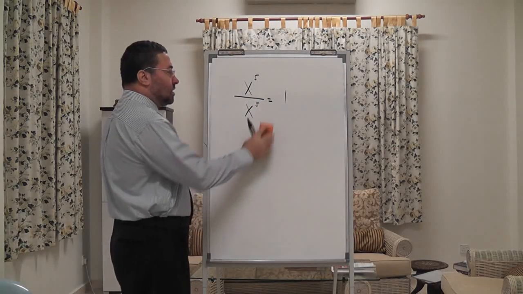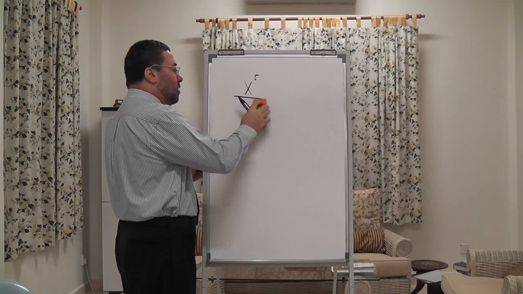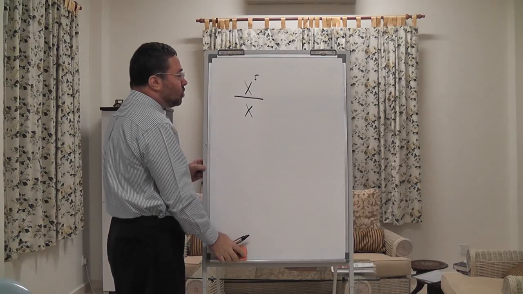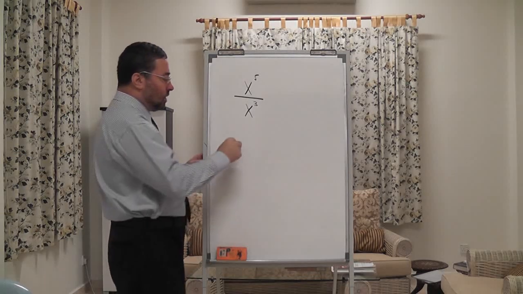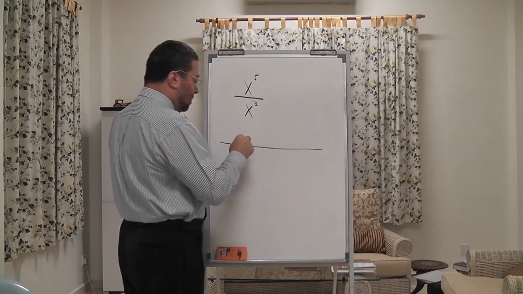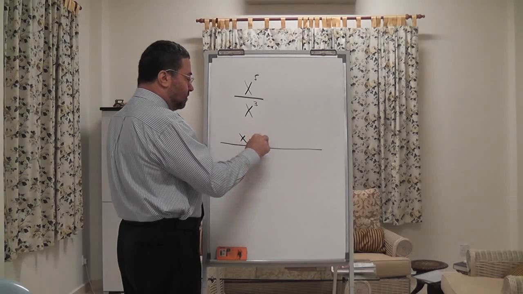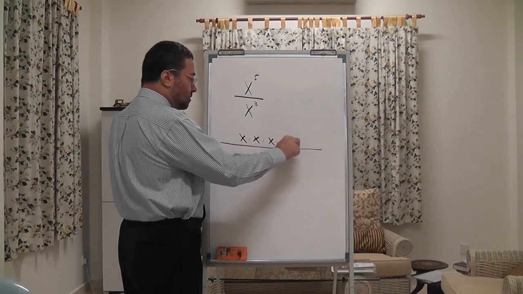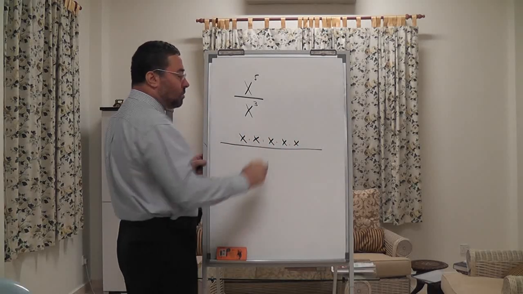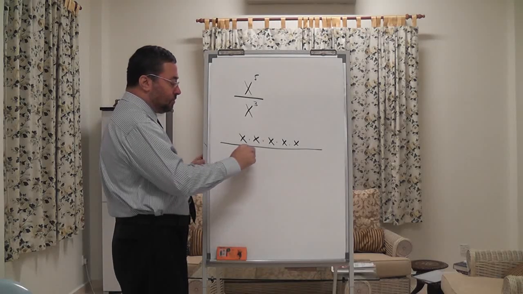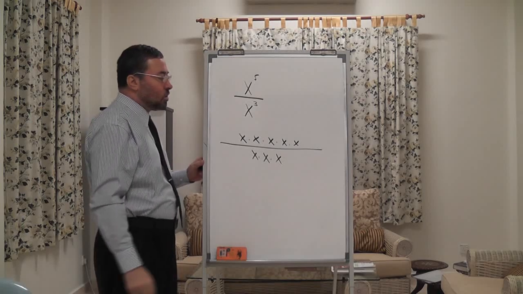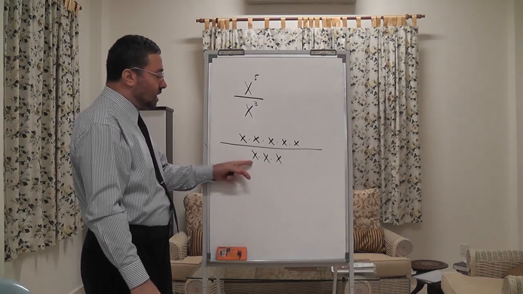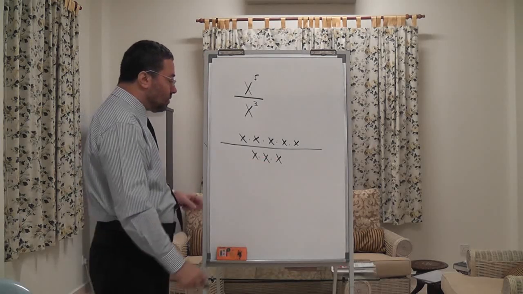In the next situation, the power in the numerator is more than the power in the denominator. So let's see what we get when we expand the powers. Here we have x multiplied by itself 5 times, and in the denominator we have x cubed, that's x times x times x.